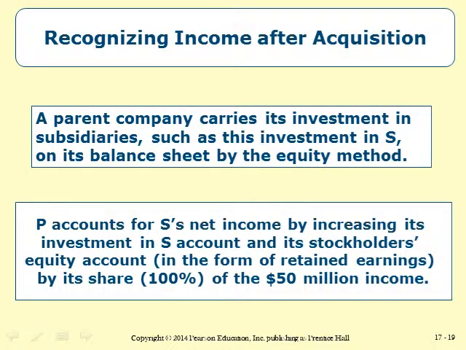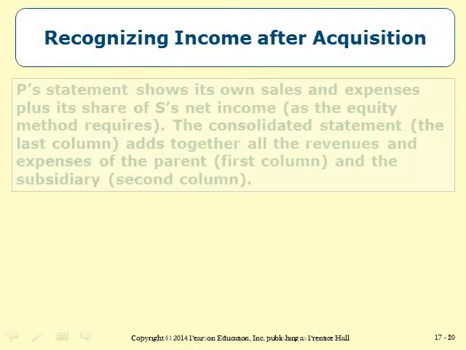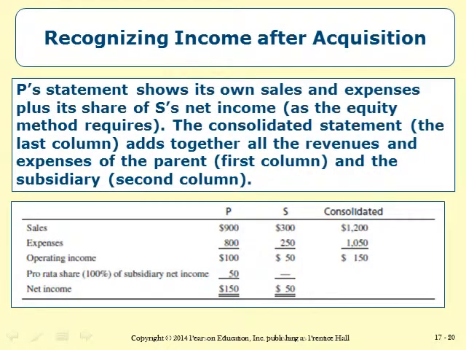Now let's look at how we combine the income of a parent and a subsidiary. A parent company carries its investments in subsidiaries such as this investment in S on its balance sheet by the equity method described early in this chapter. Suppose S has a net income of $50 million for the year. P's statement shows its own sales and expenses plus its share of S's net income as the equity method requires. The consolidated statement, that is the last column, adds together all the revenue and expenses of the parent, first column, and the subsidiary, second column.